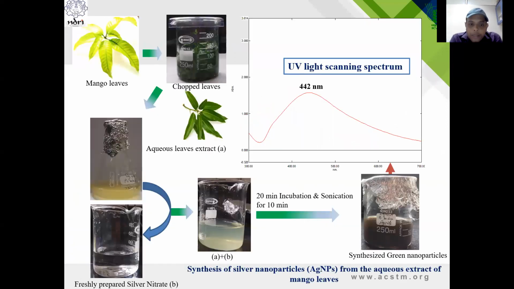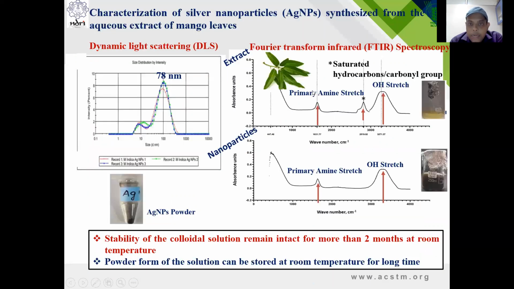Followed by, we have gone for the synthesis of silver nanoparticle from aqueous extracts of mango leaves. For this purpose, we chopped the mango leaves, then we took the aqueous leaf extract and mixed it with freshly prepared silver nitrate. This mixture then underwent 20-minute incubation and sonication for 10 minutes. We got the probable silver elemental nanoparticles, which we saw by UV light scanning giving the highest peak at 442 nanometer.